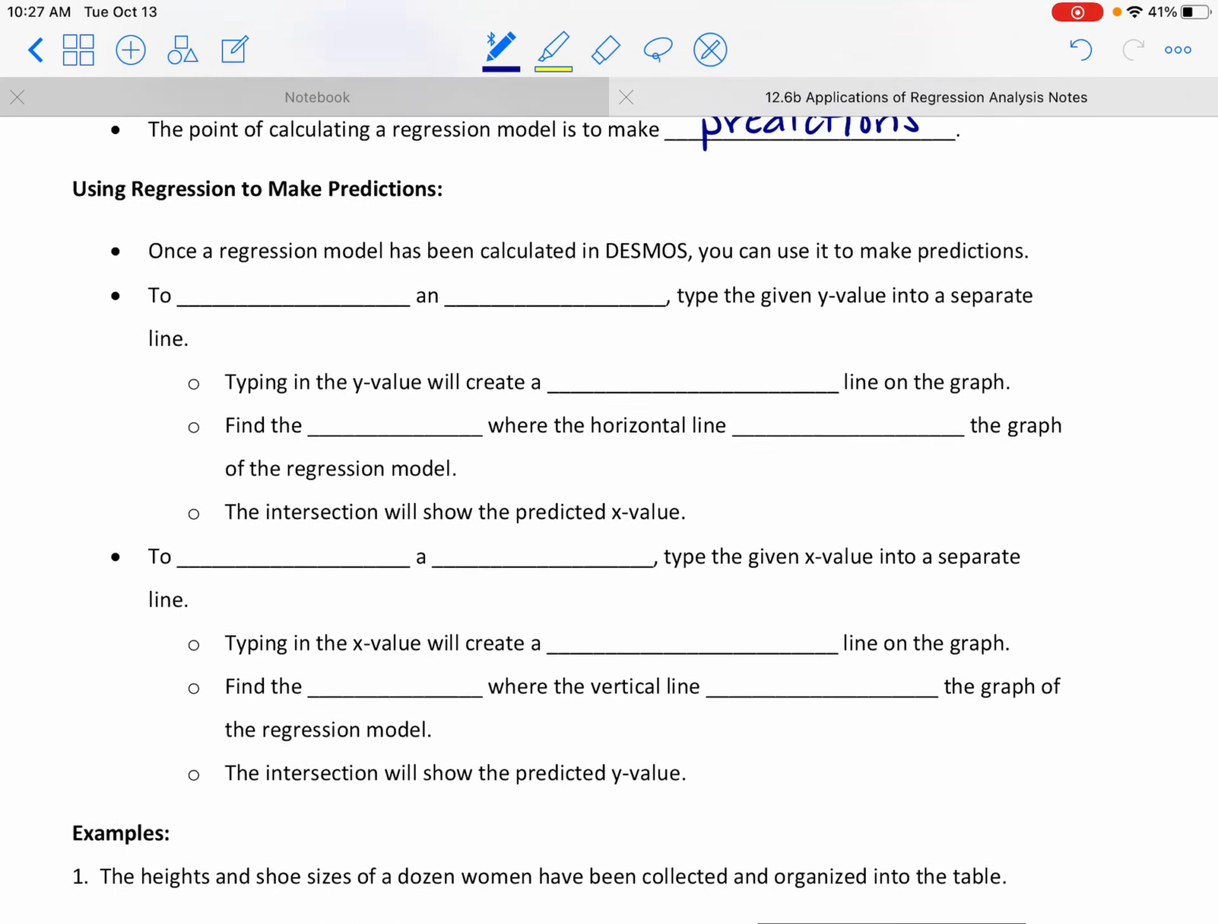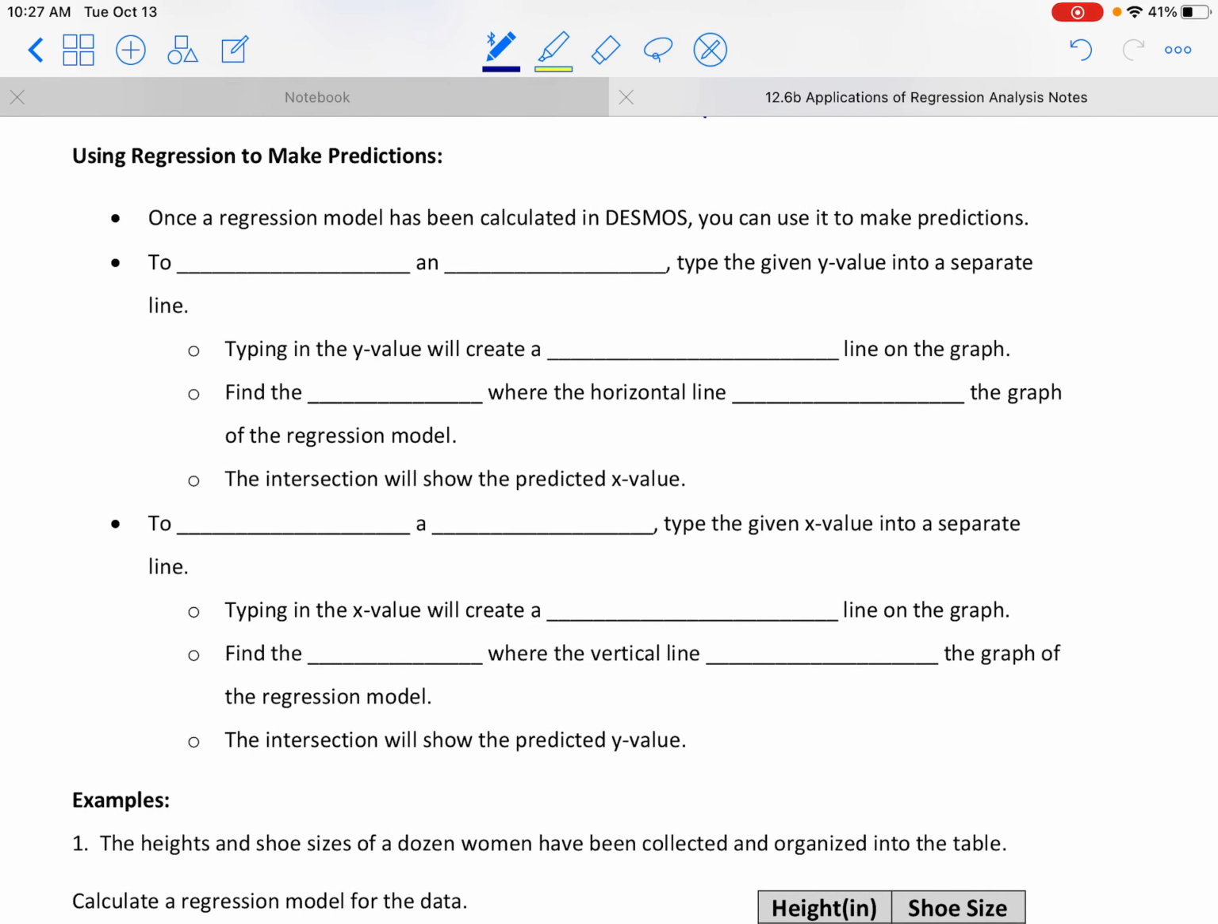Once we have our regression model, the appropriate regression model calculated in Desmos, we're going to use it to make predictions. Usually our model contains two variables, an x and a y, and we're going to be given one of the variables, and we're going to have to predict the value of the other.